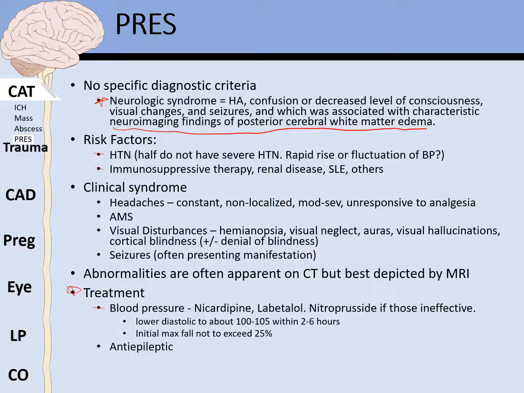Unlike intracranial hemorrhages, most other hypertensive syndromes require a slow decrease in blood pressure, not to exceed a 25% drop initially, in order to preserve perfusion to the brain. Such management and use of antiepileptics are typically done in conjunction with the neurosurgeon.